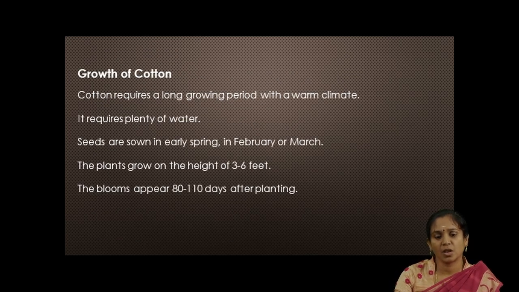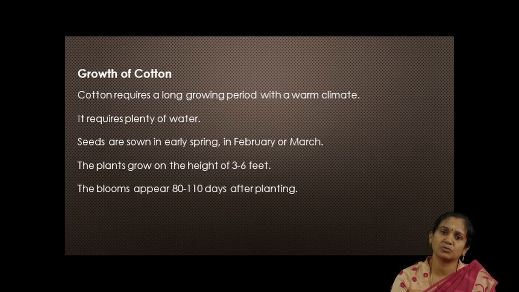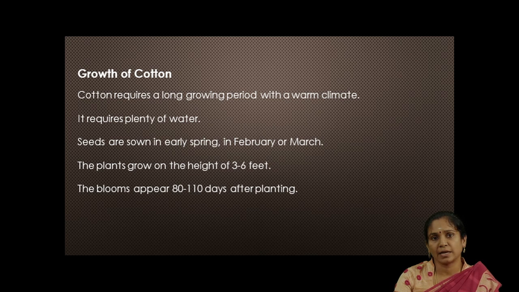Now, growth of cotton. Cotton requires a long growing period with a warm climate. It requires plenty of water. Seeds are sown in the early spring season, that is February to March. The plants grow to a height of 3 to 6 feet. The blooms appear 80 to 110 days after planting.